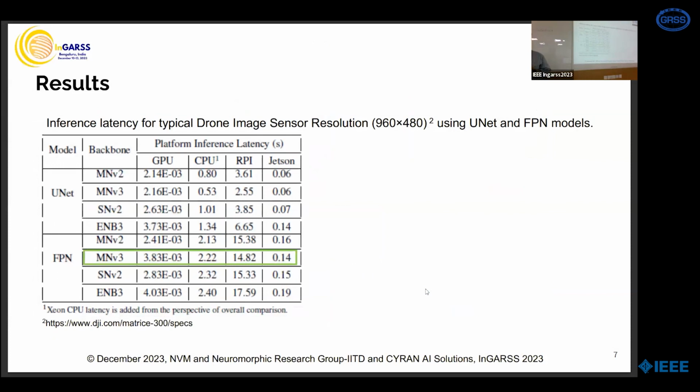Next, we categorize inference latency on different platforms. For platform, GPU, which was a computer with the 2080 Ti, CPU was a Xeon server, CPU of the server itself. Then we used RPi and the Jetson lab. More or less, when using MobileNet, it would get optimal latency.